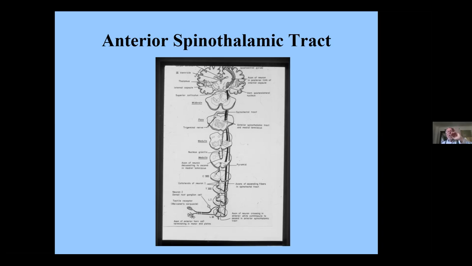And then those axons make the posterior limb of the internal capsule, and then go up to the post-central gyrus. So the anterior spinothalamic tract, as it enters the BPL thalamus, is making its contribution of gross touch, gross pressure, gross temperature discrimination.